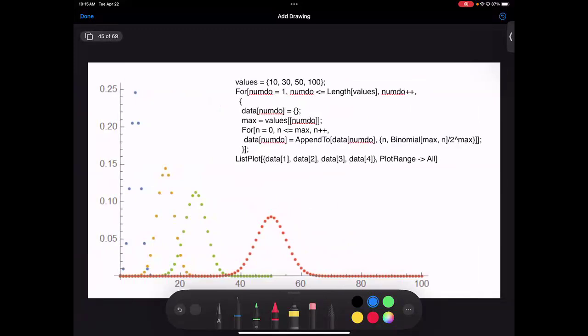All right, here's a couple of plots and the Mathematica code of some Poisson random variables, I think. What do you seem to notice as the values get larger and larger and larger?